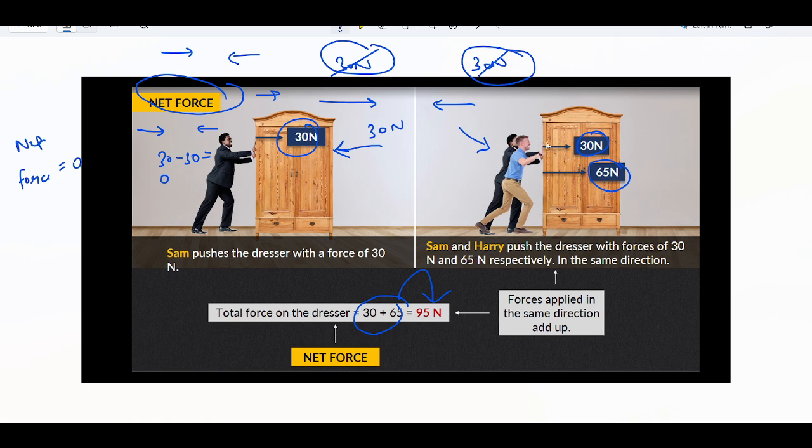No, because the forces are in the same direction. That's why we are adding. When the forces are applied in the same direction, they add up. But in this case, the forces are in opposite direction. That's why we subtracted them. In this case, the net force is 0. 30 minus 30 is 0. That's why the dresser will not move. The forces are in opposite direction, same amount of force, right?